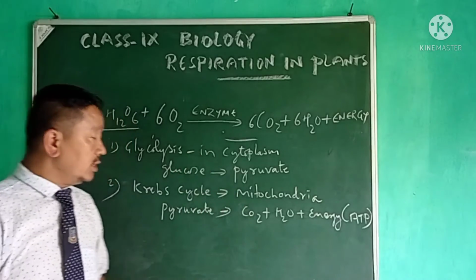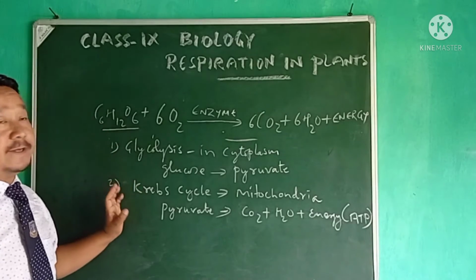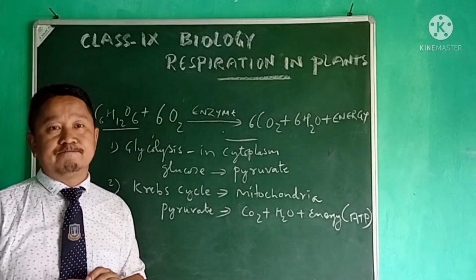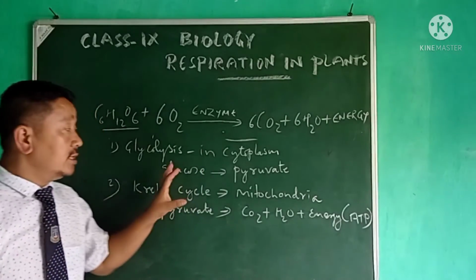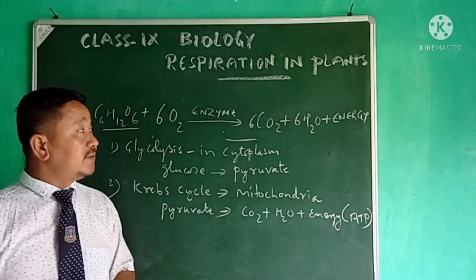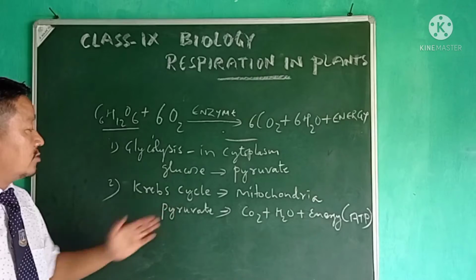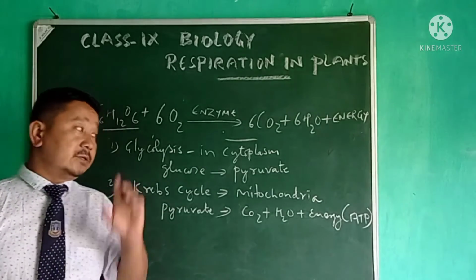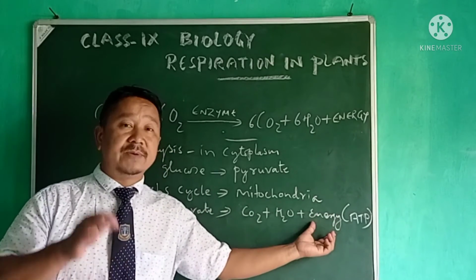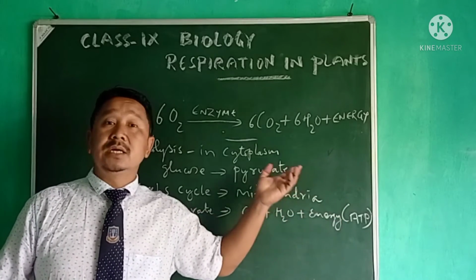Now here is enzyme also. Every step requires a particular type of enzyme. Without enzyme, this process will not be completed. So it requires the specific enzyme in every step, that is glycolysis and Krebs cycle. And the third point that you have to understand is that energy produced is in the form of heat and ATP, adenosine triphosphate.